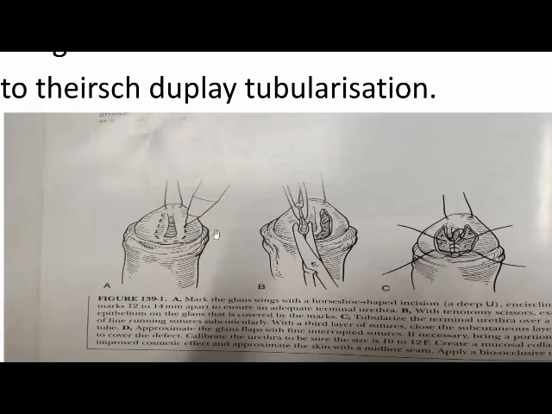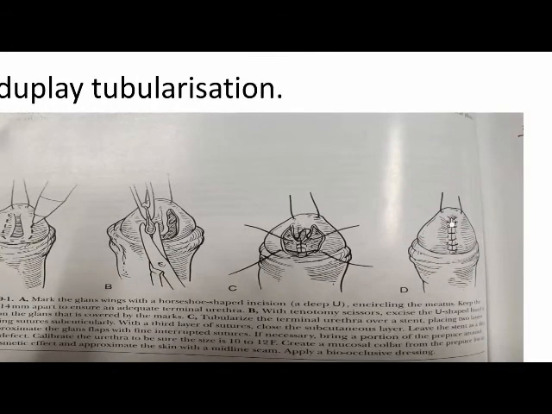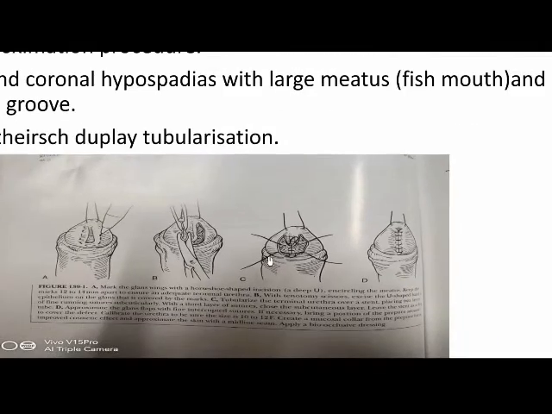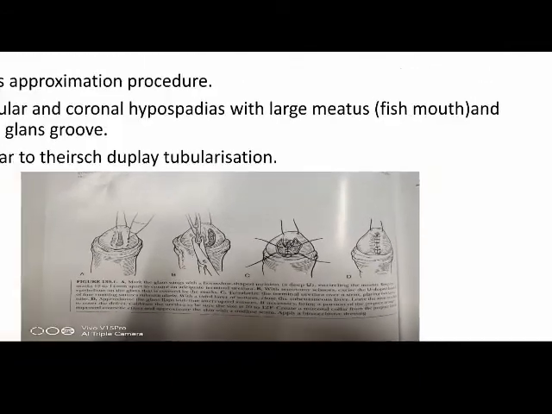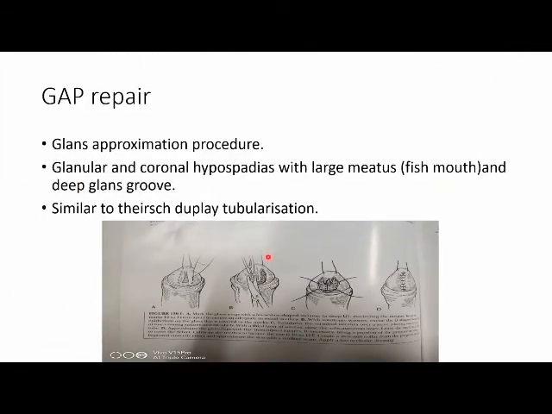we mark a horseshoe-shaped incision around the fish mouth meatus, and then excise the part of the glans tissue there. Then you will be tubularizing the abnormal meatus over a stent or an IFT in 2 layers, followed by subcutaneous approximation of the glans, and then outermost approximation of the glans. So this is called the glans approximation procedure, which is feasible for glandular and some of the coronal hypospadias with a large meatus.